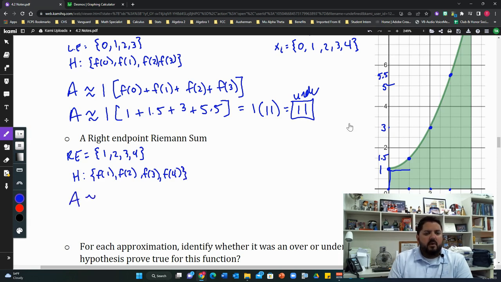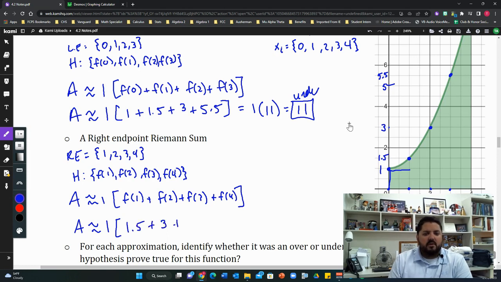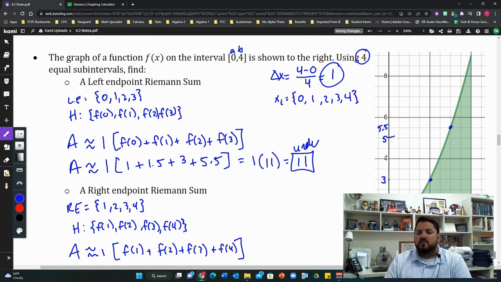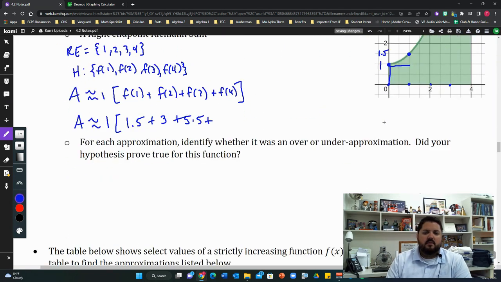Then our area will be approximately 1 times the sum of f of 1 plus f of 2, and so on. Remember the first 3, we already know the heights for because we've already plotted those and looked at them from the left endpoint. But f of 1 would be 1.5 again, and then 3, and then 5.5. And then for f of 4, we will scroll back up here. So that puts us up here at 9. So when I total all this up, we should get 19 for our overestimate.